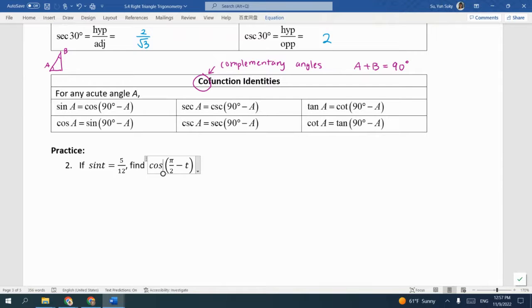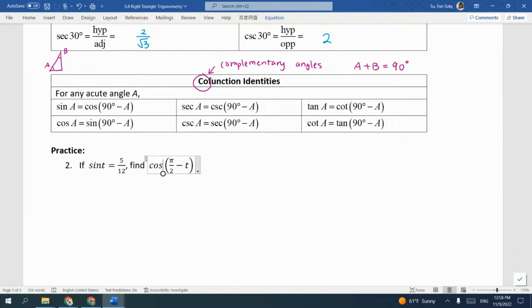Similarly, we get tangent A is cotangent of 90 degrees minus A. Look at A. Tangent is opposite over adjacent. But if we look at B, this is the adjacent of B over the opposite of B. So that's why that's the cotangent. Right, everybody? Okay, so for the cofunctions, we got these identities.